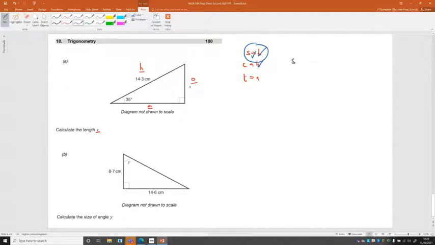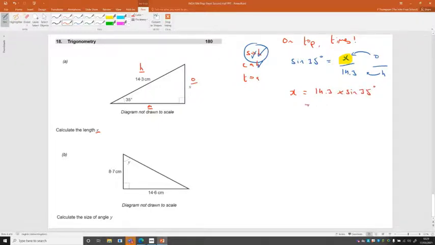Therefore it's sine. Remember, sine 35 is opposite over hypotenuse, so that's x over 14.3. That's O over H. Remember now, when the unknown's on top, unknown on top, you times. So x is going to be 14.3 multiplied by sine 35. Put it in the calculator, 14.3 times sine 35, and you get 8.20, or 8.2 to 2 decimal places. Done. That was part A.